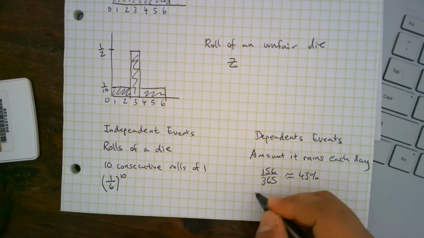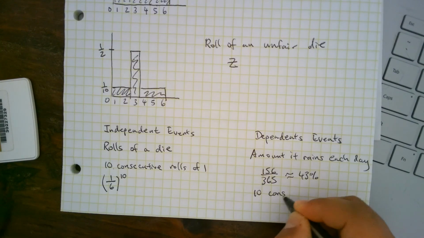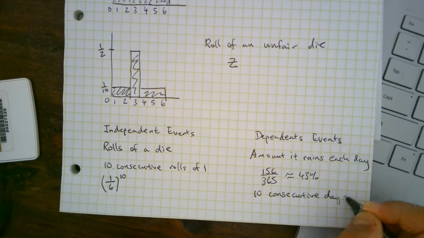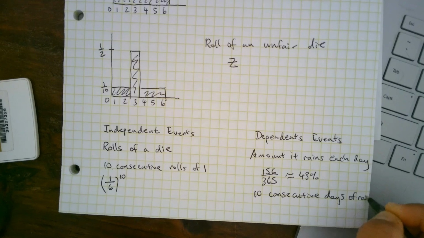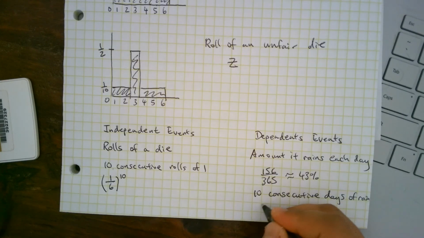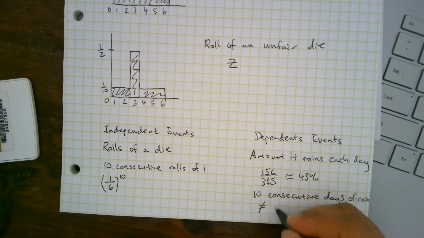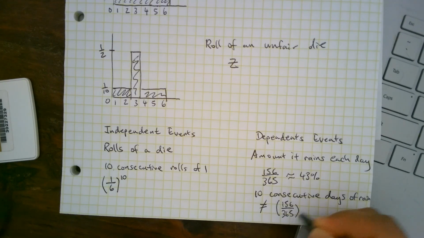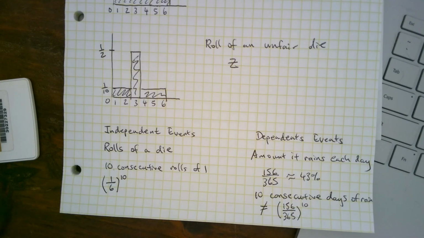What about 10 consecutive days of rain? The probability is not going to be 156 over 365 to the power of 10. Weather is not that simple. Whether it rains tomorrow depends on whether it rained today. So those are dependent events.